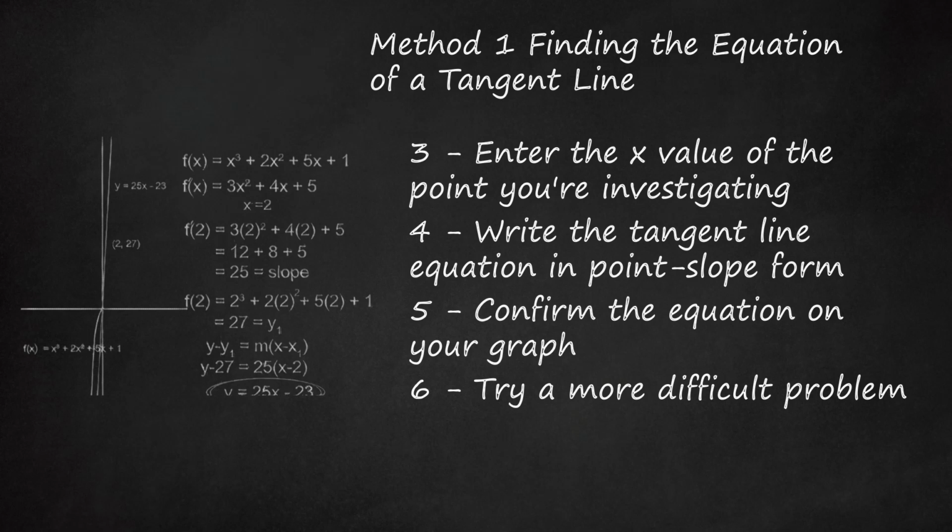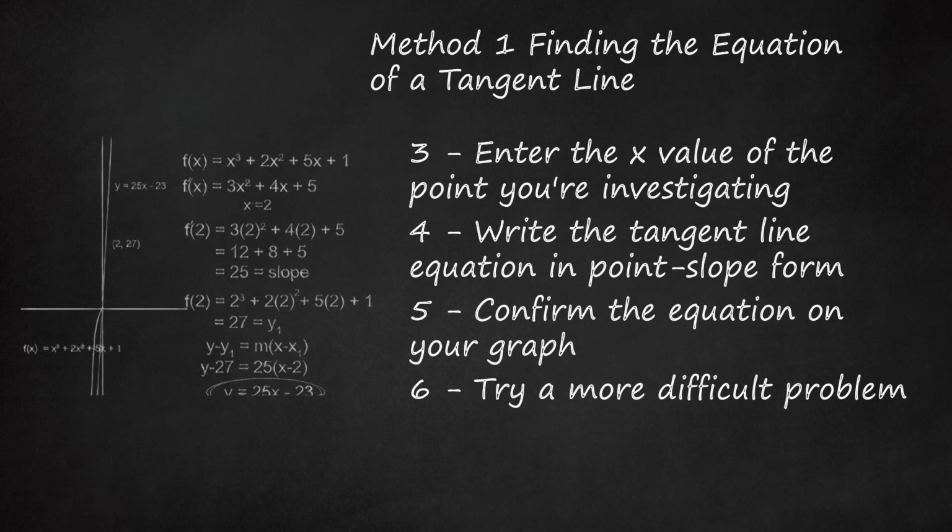To find the y coordinate, plug x = 2 into the initial function: f(2) = 2^3 + 2(2)^2 + 5(2) + 1 = 27. The point is (2, 27).